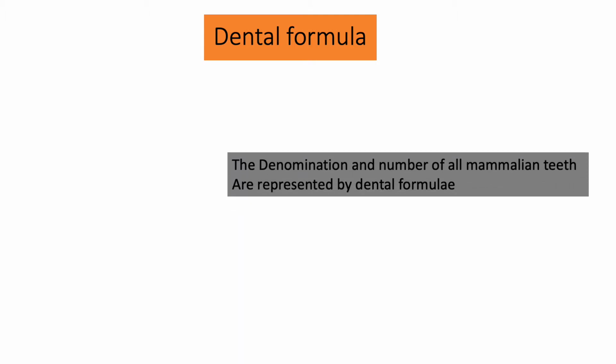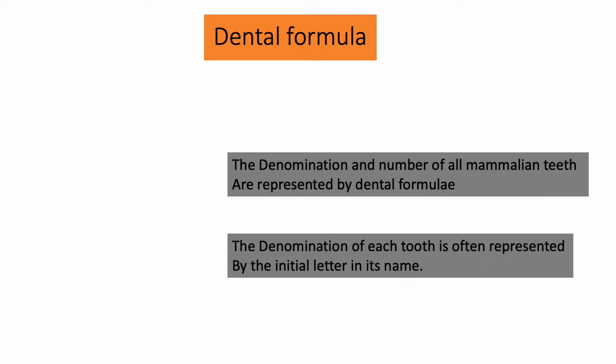Now, we begin with the dental formula. So, what is a dental formula? Dental formula is a denomination and numbering of all the mammalian teeth. In the dental formula, there are three factors concerned. They are the denomination, the horizontal line, and the number of each tooth.